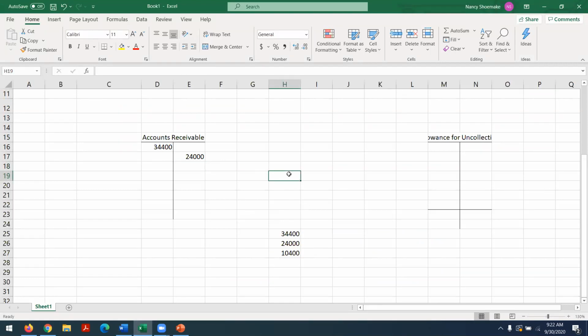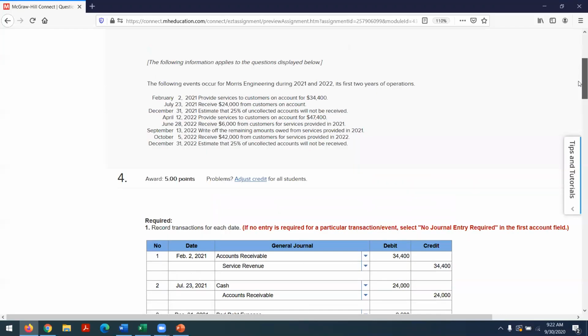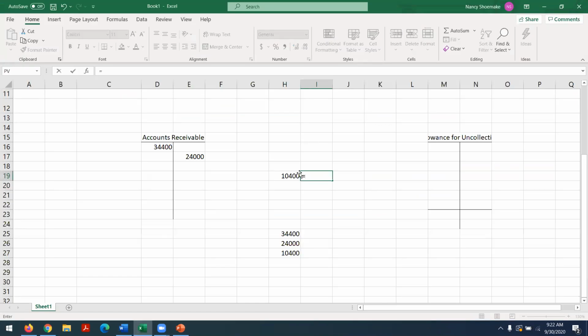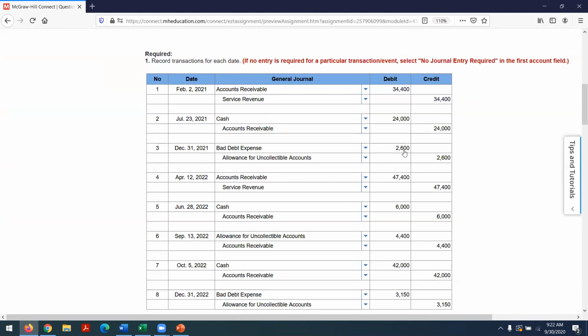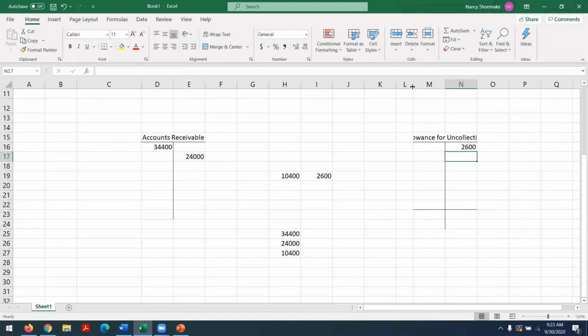So our allowance would be the 34 minus our 24, which is $10,400. And it's telling us 25% will not be received. So $10,400 times 25% is $2,600. We debit our bad debt expense of $2,600. We credit our allowance for $2,600. So we're going to put $2,600 in our allowance for uncollectibles here. Okay?